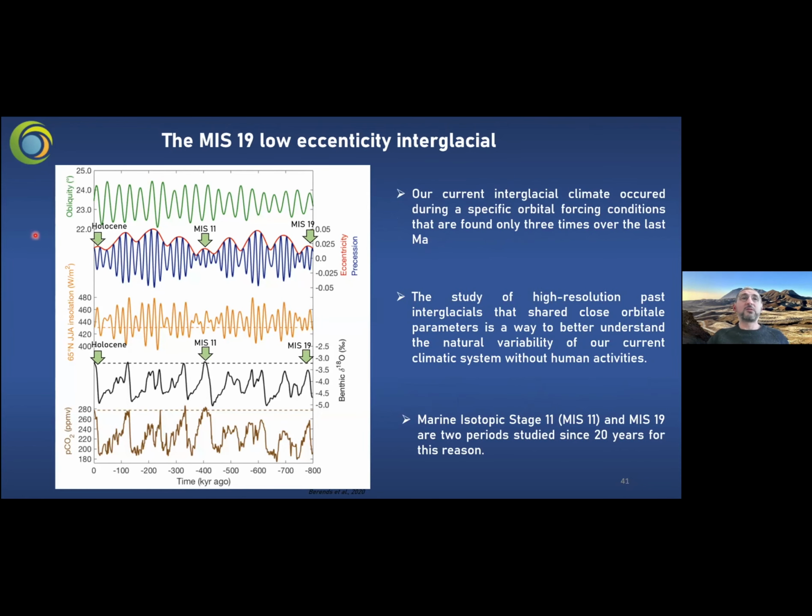So our current interglacial, which is the Holocene, has a specific orbital forcing parameter that is found 3 times, or at least close, 3 times over the last million years. So the study of high-resolution past interglacials is one of the ways to understand the natural variability of our climatic system without human activities. So of course, MIS 11 and MIS 19 have been studied heavily over the last 20 years for this specific reason: to understand the relation between climate forcing and our current climate.